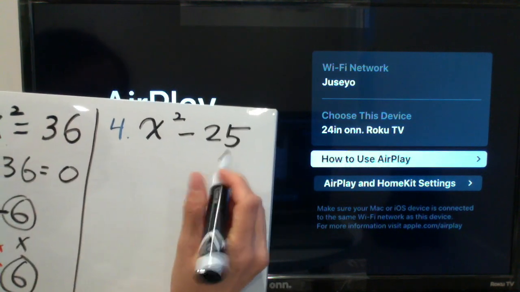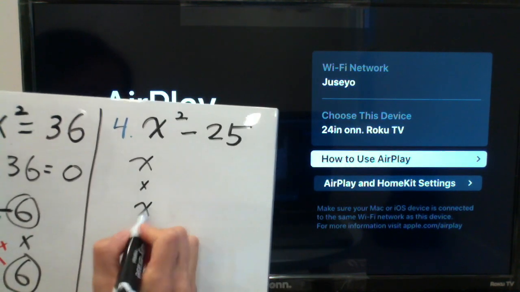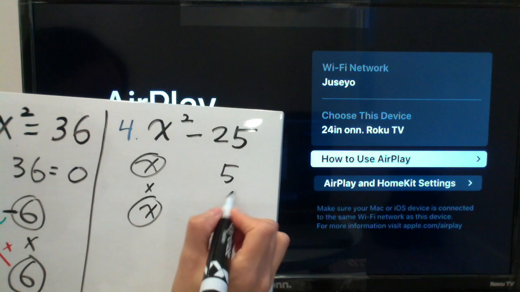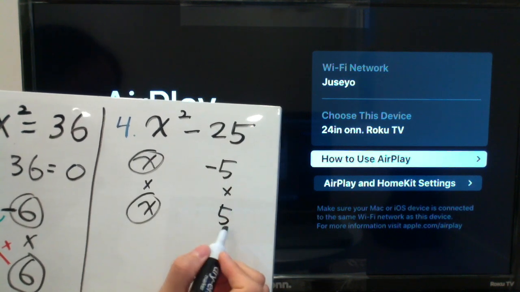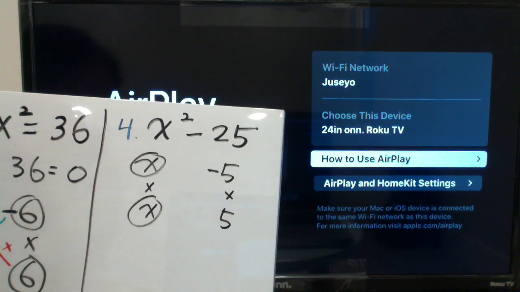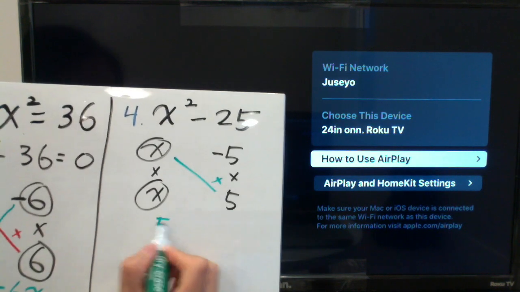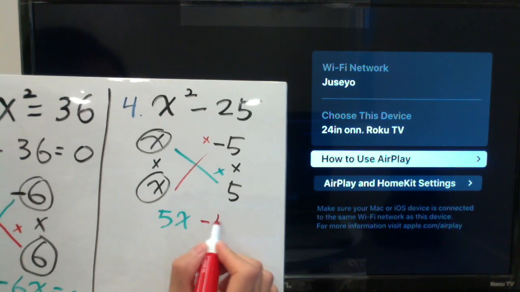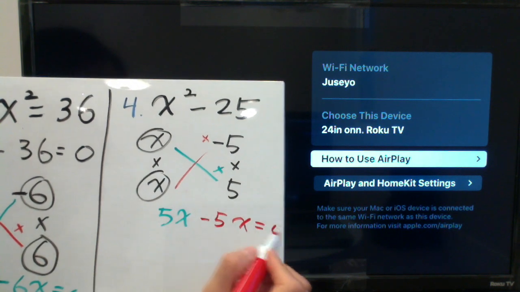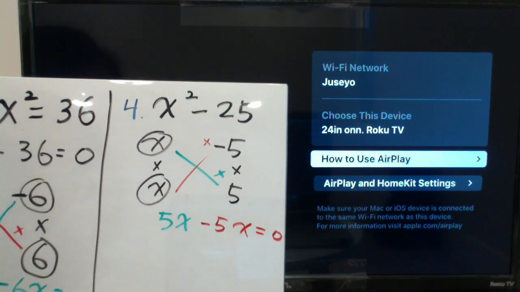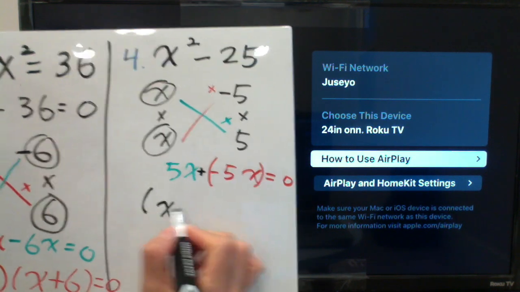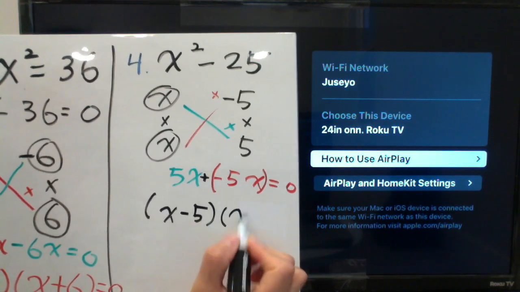So same thing. Two numbers. X times x is x squared, right? 5 times 5 is, but I will put negative here. Negative 5 times 5 is negative 25. So 5x times negative 5x, if you combine this, is 0, right? So the answer is x minus 5, x plus 5.